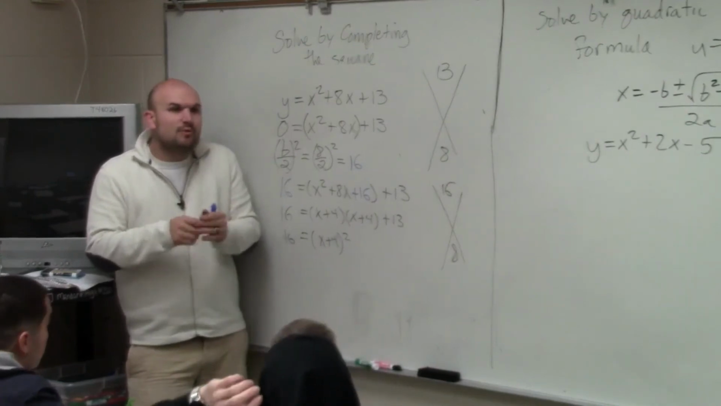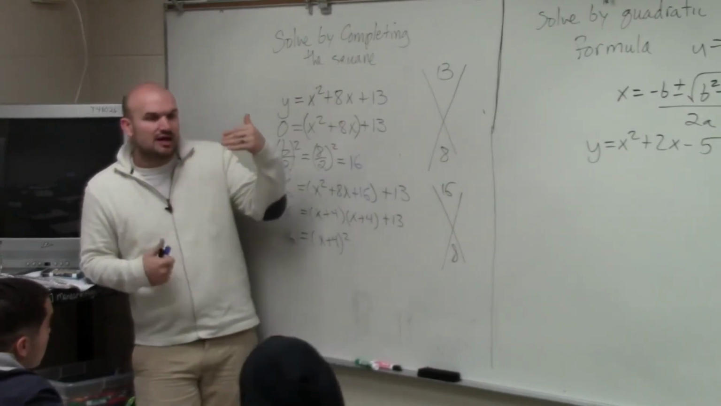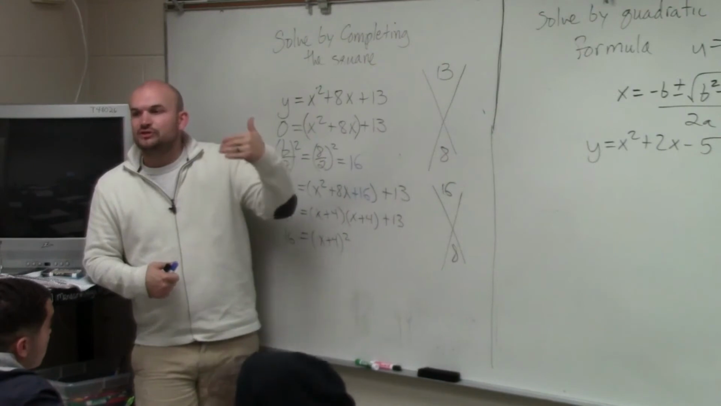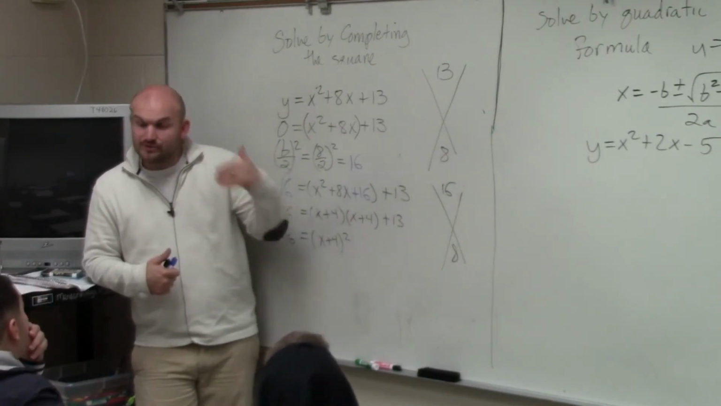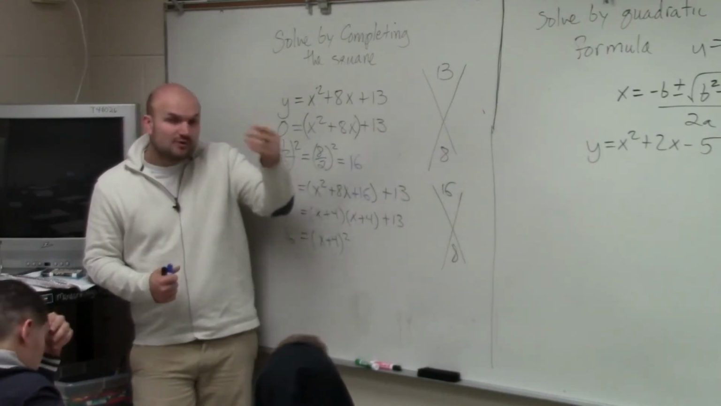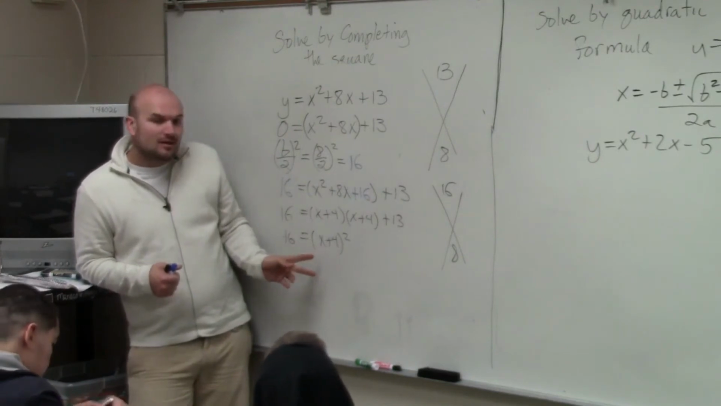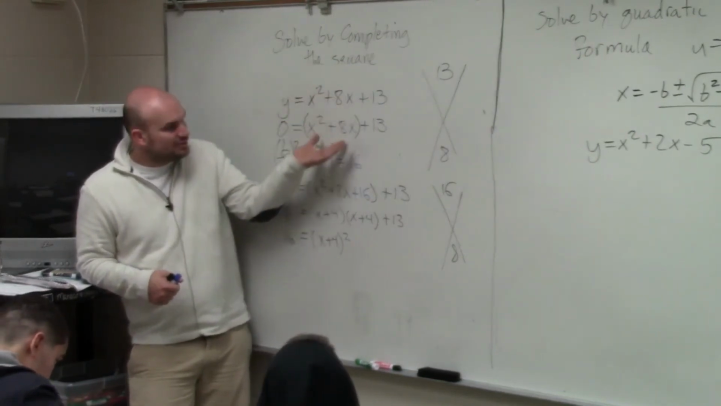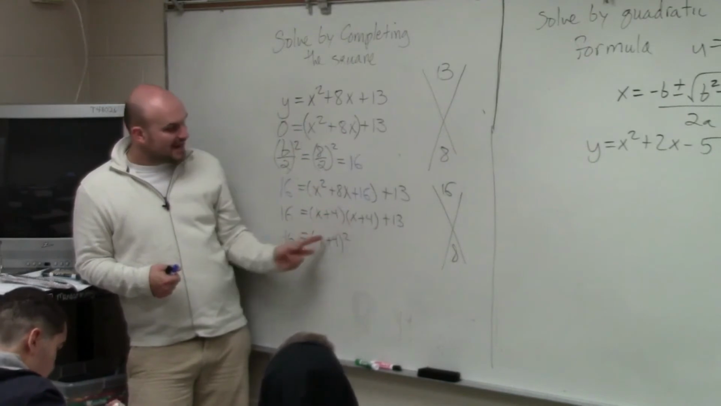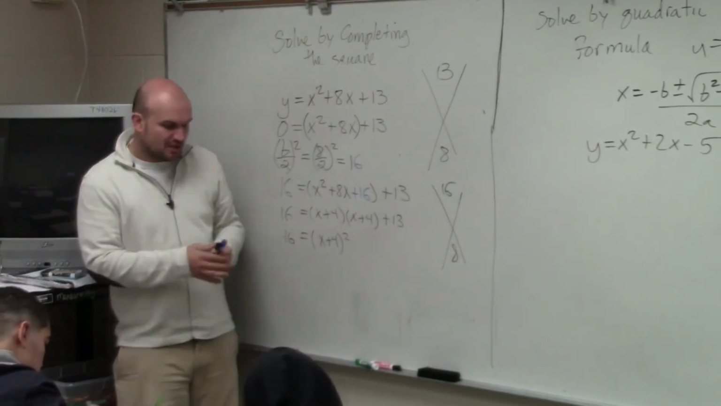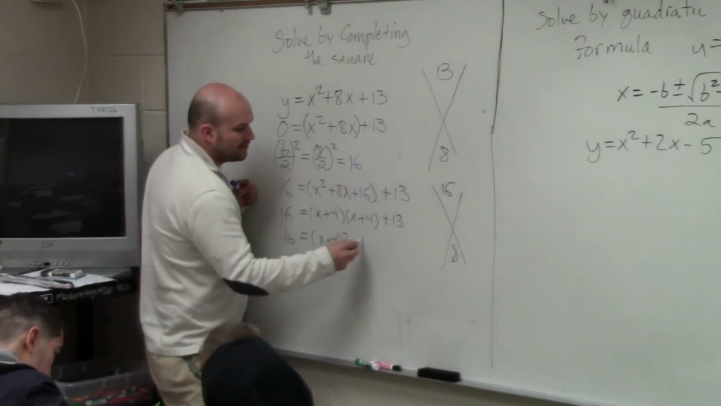Because if you remember, what we did in the first part of this chapter is we used the square root method. Correct, Ashley? We used the square root method. And you can only use the square root method when you have 1 x. By completing the square, I now only have 1 x. So I can solve using the square root method.